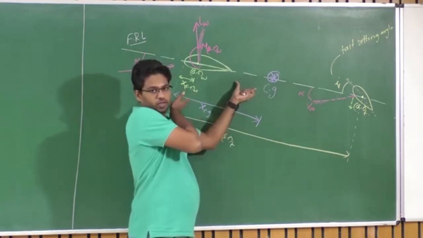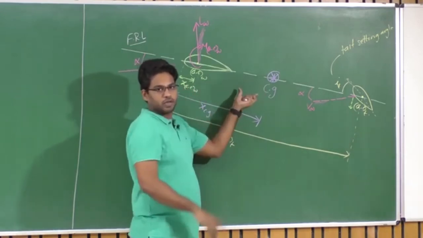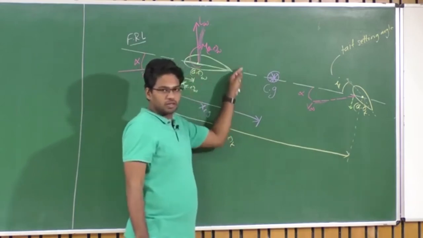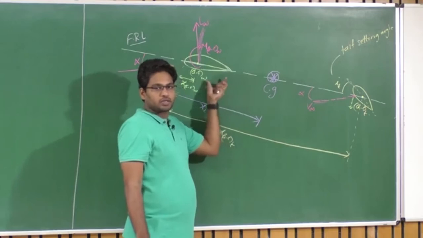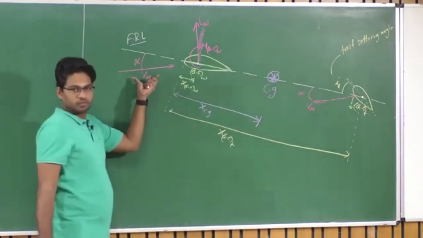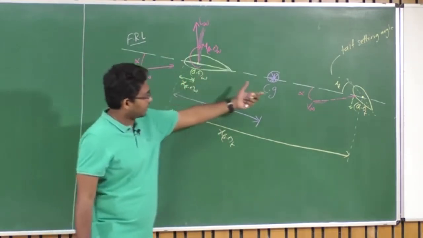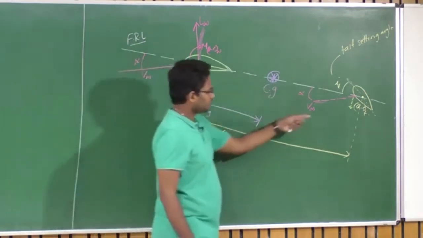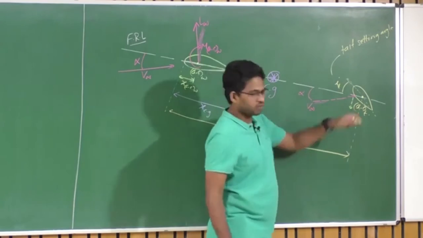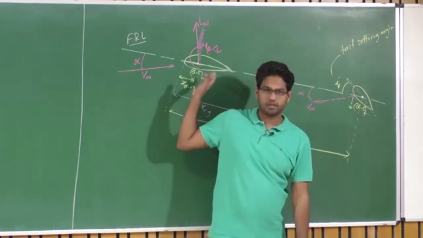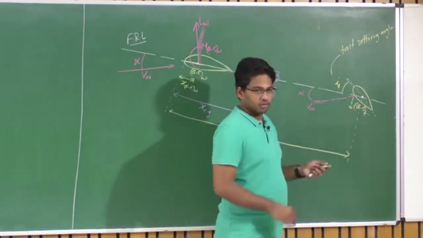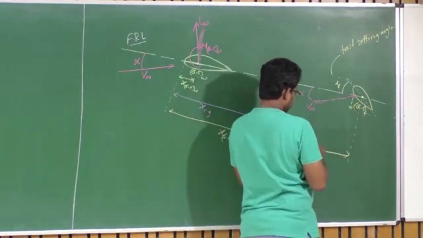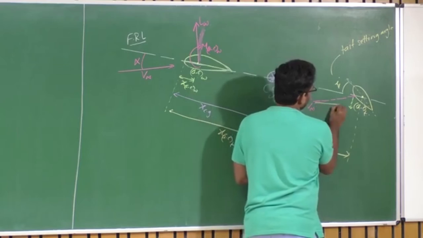Which means the free stream velocity is in the opposite direction to flight. So the resultant will remain flat, but still there is some deviation from the actual flow that the wing faces. So there is a deviation at the tail compared to what the wing faces. That is nothing but the downwash induced by this wing at the tail. Say this is the downwash, because of which the resultant free stream velocity here will be flattened.